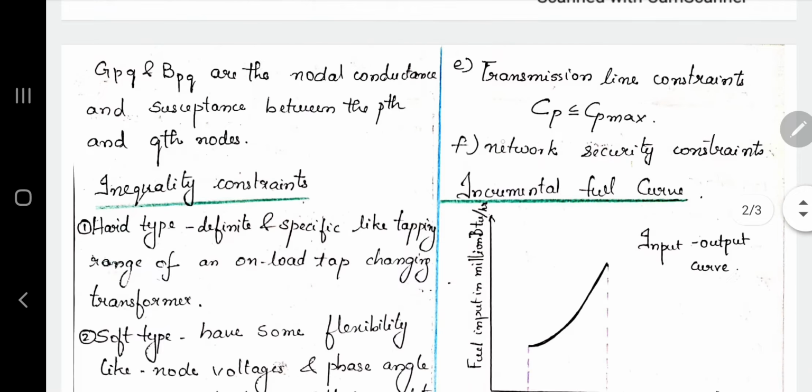Now, one transmission line constraint is also there. Transmission line constraint means CP value should be less than or equal to CP maximum, where CP is the maximum loading capacity of the pth line. If you are considering the pth line, the maximum capacity is CP max. So the thermal capability of the circuit CP should always be less than or equal to the maximum capacity of the transmission line.